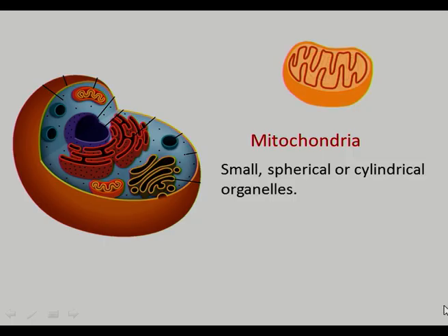Mitochondria are small spherical or cylindrical organelles. These have a double membrane. See here, this is the outer membrane and this is the inner membrane. The inner membrane protrudes into the center and forms fold-like structures. See here, you can see the folds. These folds are called cristae, and the space between these cristae is filled with the matrix.